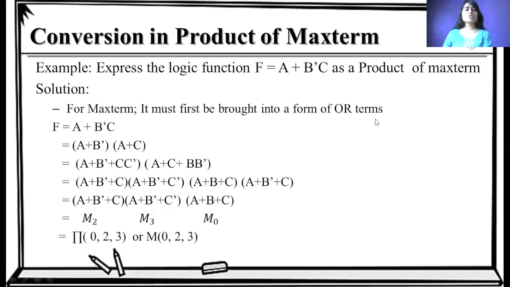Pi means multiplication, as here we take the product of max terms. So the product can be represented by Pi. So here we represent this term as Pi 0, 2, 3, or we can represent this term as capital M 0, 2, 3. So this is how we can represent any function as a product of max terms, or in other words, into canonical form.